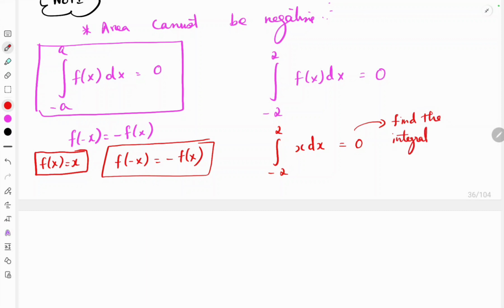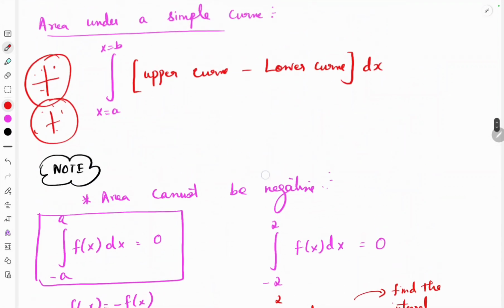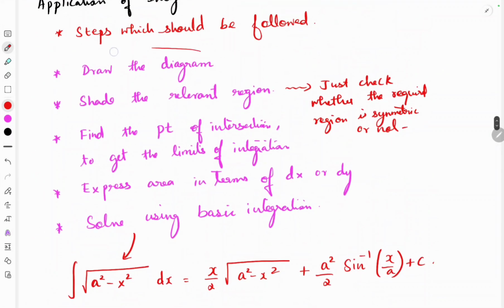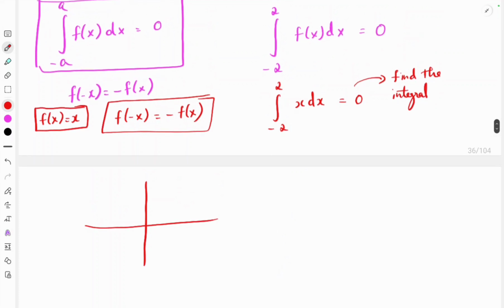But here in this area part, first I will draw. I have to follow this step, draw the diagram. This will be the first step. Then shade the relevant region. Then find the point of intersection to get the limit of integration. So those things we have to follow. Which means first I have to draw the diagram. Y equal to x, it will be like this.